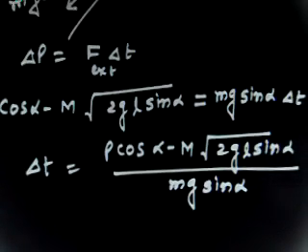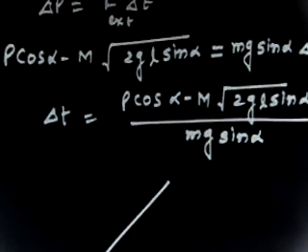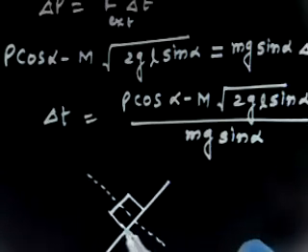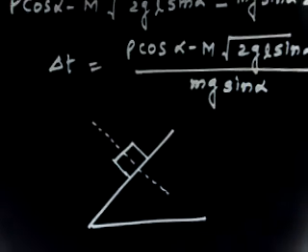Now I ask a simple question. Why have we not done the same calculation in the perpendicular direction to the incline? Why have we not applied this equation, dp is equals to F external into dt, in the direction perpendicular to the incline? Can anybody give me the answer?